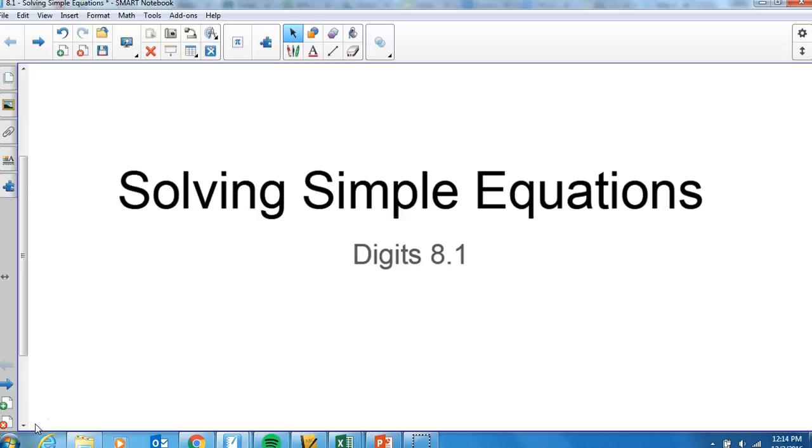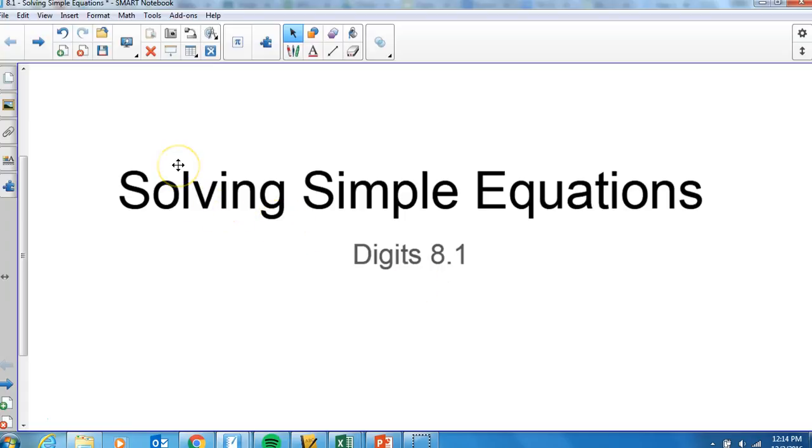So what we're going to be working with starting today is equations. First thing we're going to start on is solving simple equations. When you were in the 6th grade, you should have worked with one-step equations and possibly with two-step equations. So our topic for the day is solving simple equations, and this leads us into digits 8-1. So 8-1 will be your first digits assignment.